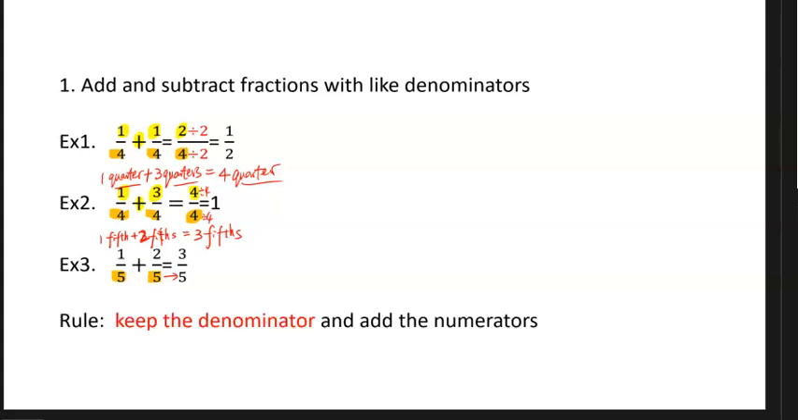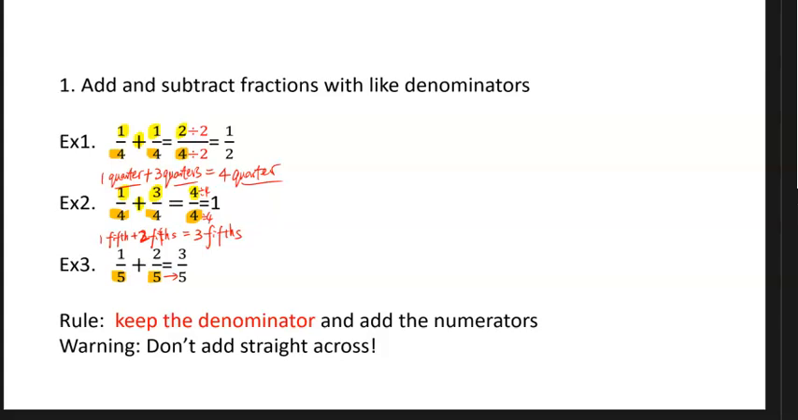And so the rule for adding fractions with the same denominator: we keep the same denominator. We only add the numerators. And make sure you don't add straight across. So don't add a 5 and a 5 to get 10. Again, because quarter plus quarter is still quarter. We're not going to get some different coin.